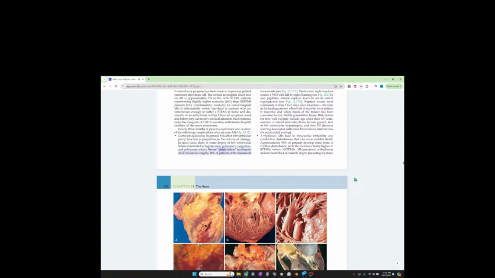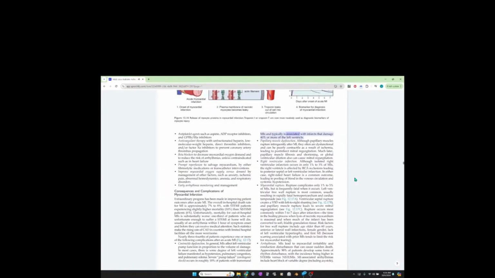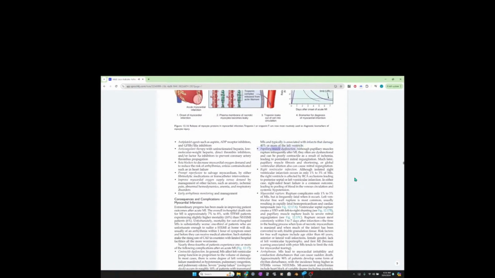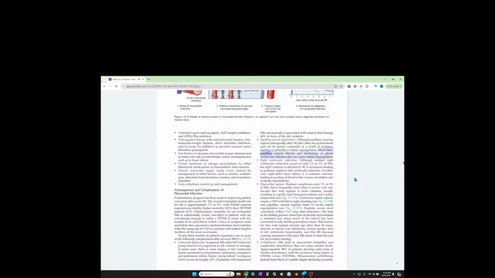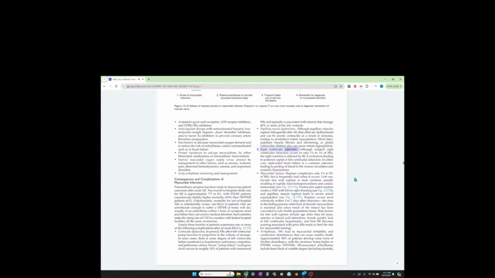Severe pump failure occurs in roughly 10% of patients with transmural MIs and typically is associated with infarcts that damage 40% or more of the left ventricle. Papillary muscle dysfunction. Although papillary muscles rupture infrequently after MI, they often are dysfunctional and can be poorly contractile as a result of ischemia, leading to post-infarct mitral regurgitation. Much later, papillary muscle fibrosis and shortening, or global ventricular dilation also can cause mitral regurgitation.